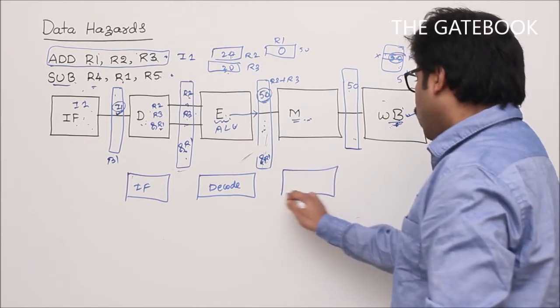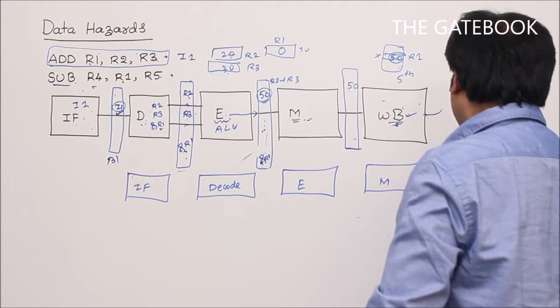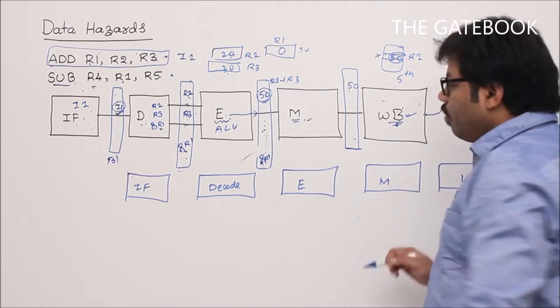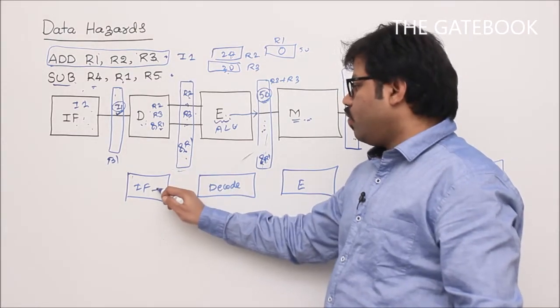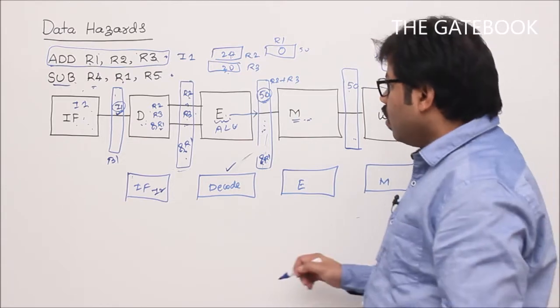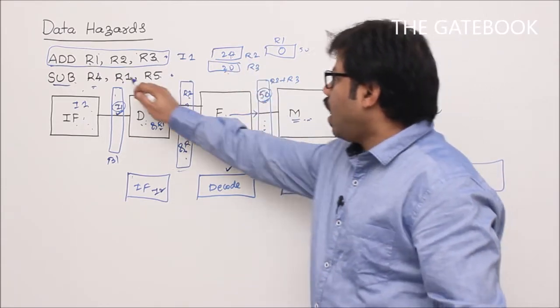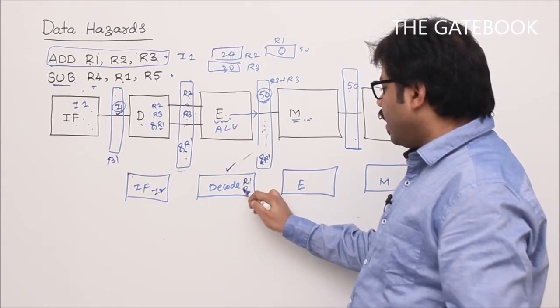Instruction fetch, decode, execute, memory, write back. Okay. So we pretend like hardware will be designed in such a way that instruction I2 will be fetched, and decoding will be done. Then the wrong content of R1 comma R5 will be taken, which is wrong.